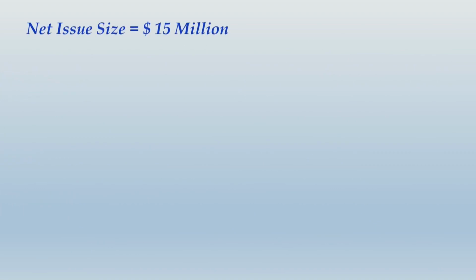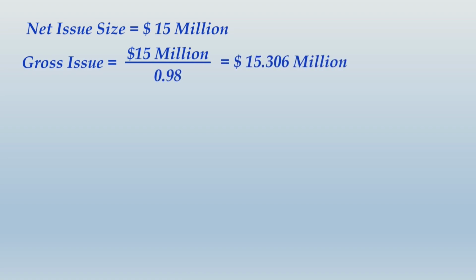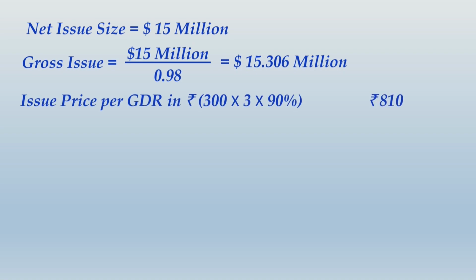In the solution, you should first begin with the fact that the net issue size, what you want after all issue expenses, is 15 million in terms of US dollars, and you know one thing, that 2% will be the initial expenses. So US dollar 15 million should be the net proceeds in hand after 2% expenses. So the gross issue has to be $15 million divided by 98% or divided by 0.98. That will give you $15.306 million.